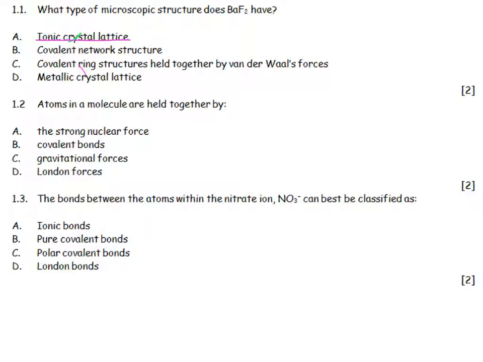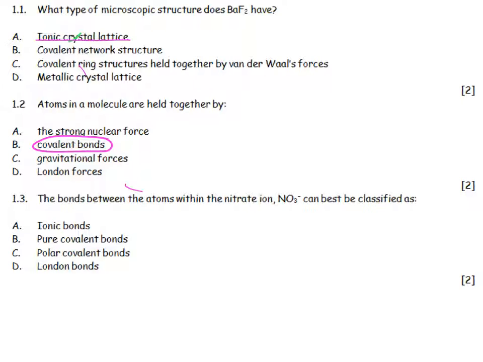Covalent would be between two non-metals, and metallic would be between two metals. Atoms in a molecule are held together inside the molecule. The atoms of a molecule are held together by covalent bonds. The bonds between atoms within the nitrate ion can best be classified.